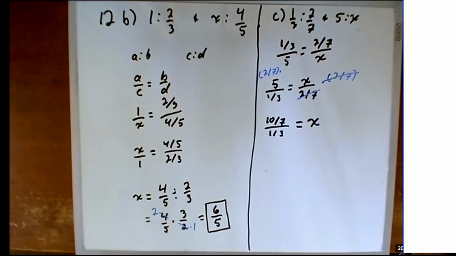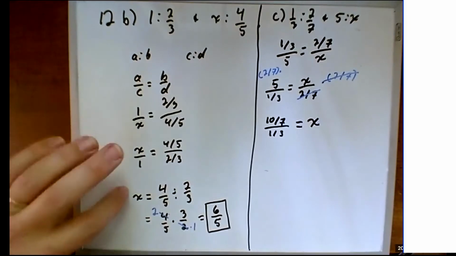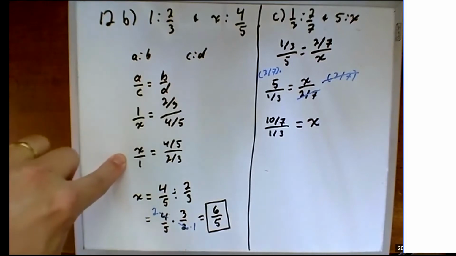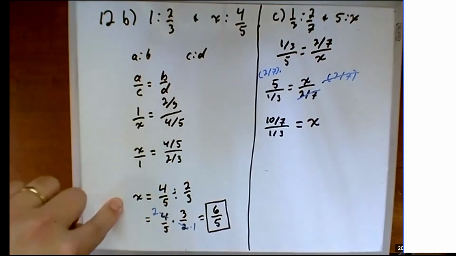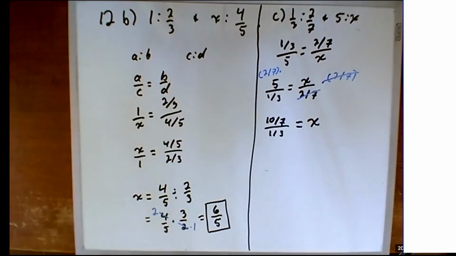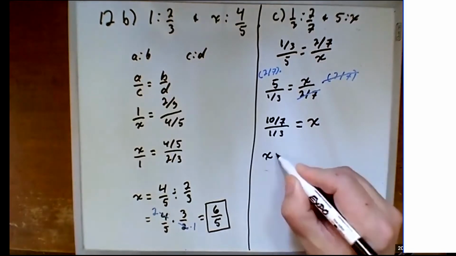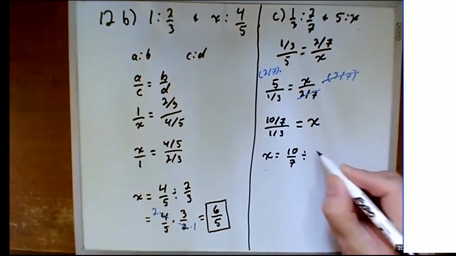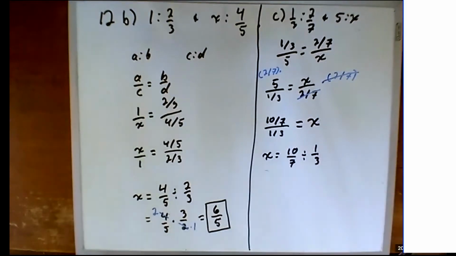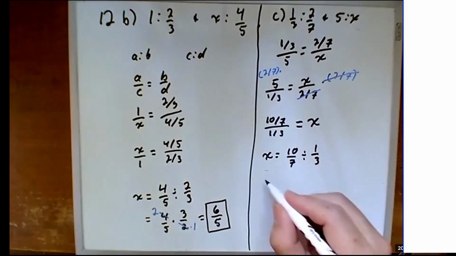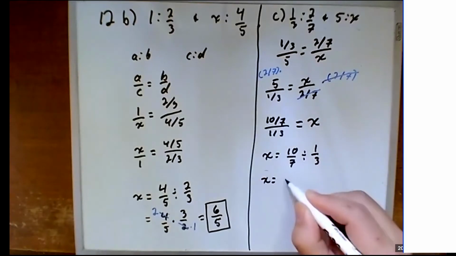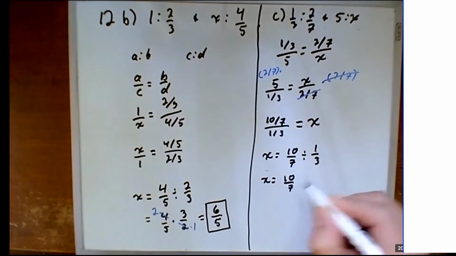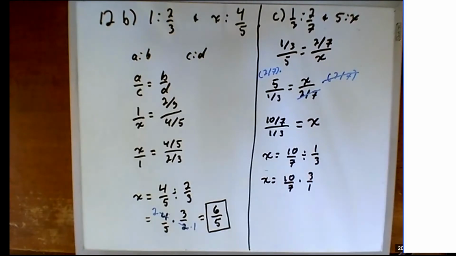Now that I've hit this point, I've actually hit the exact same point that I hit over here, which means that, the same way we did over here, we can turn this into a division question. So x is going to be equal to 10/7 divided by 1/3, which is to say that's going to be 10/7 times 3 over 1.